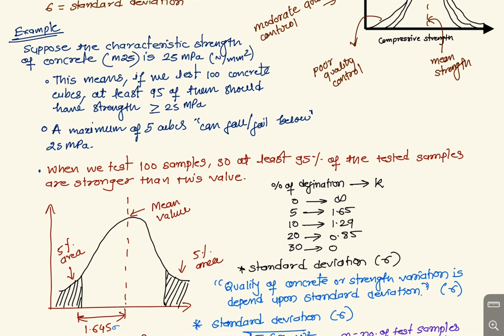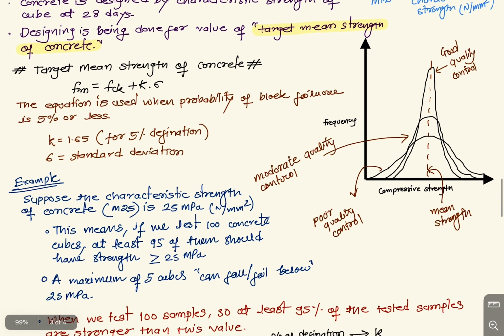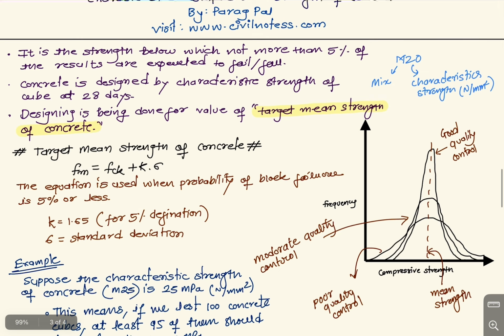Let's take one more example. When we test 100 samples, at least 95% of the tested samples are stronger than this value. So if we're testing for M25, it means among these 100, 95% of the samples provide you a strength equal to or more than 25 megapascal. So that's what it is all about. I hope you understand this concept now.